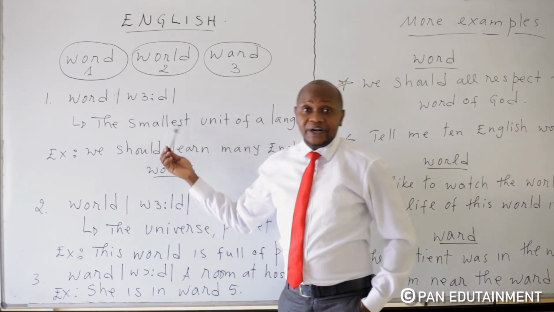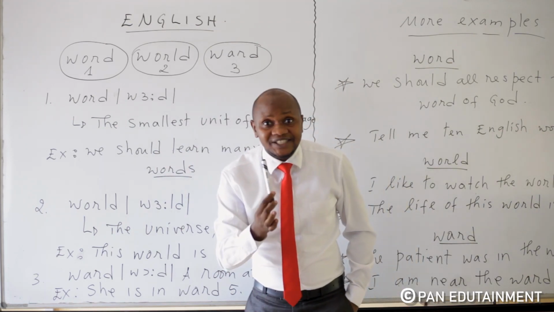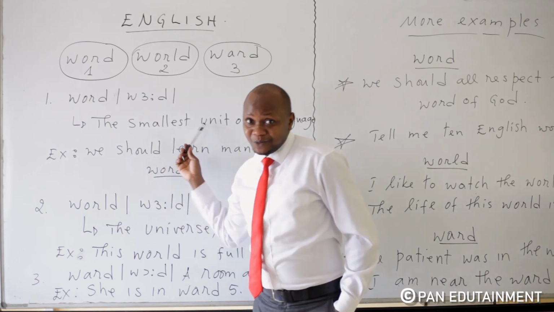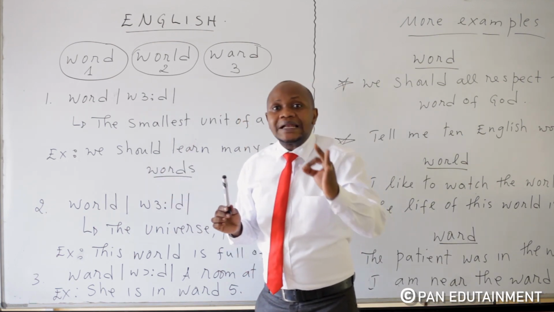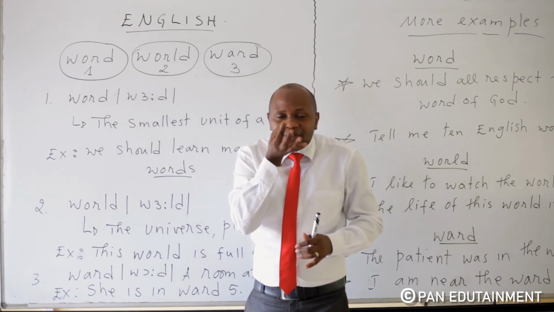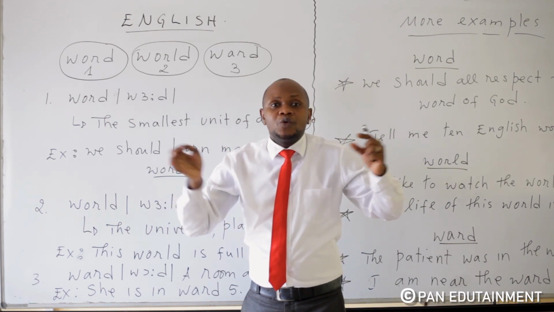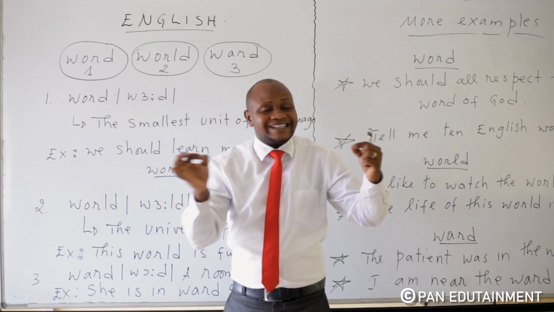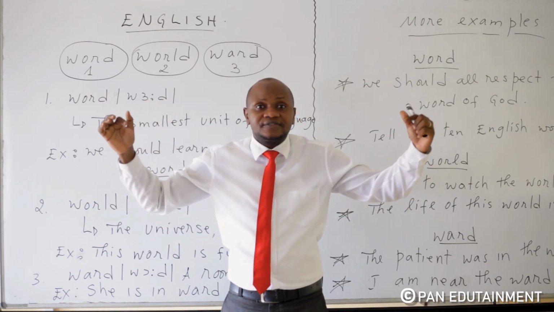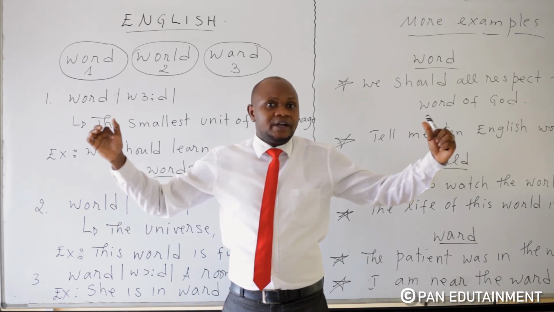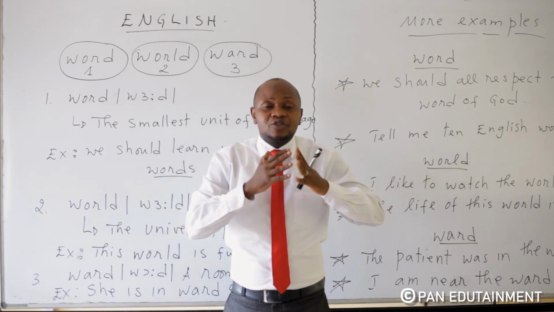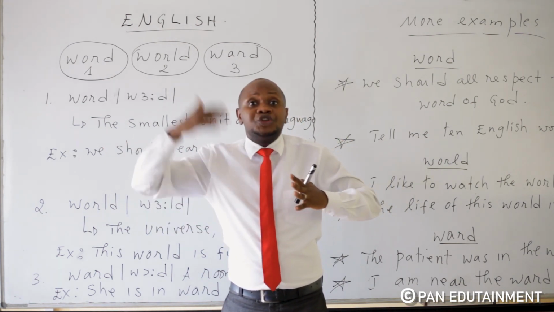Word is the smallest unit of the language. Have you got the meaning? Does it make sense? Word is the smallest unit of the language. When you are forming or creating a sentence, the sentence is composed of different or many words. Different words or many words.